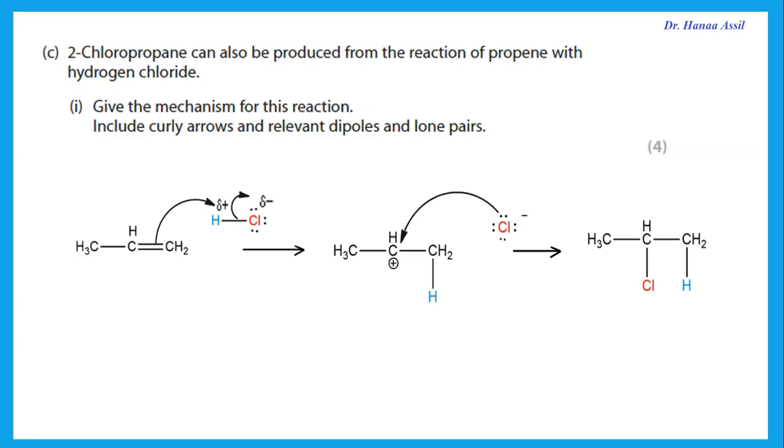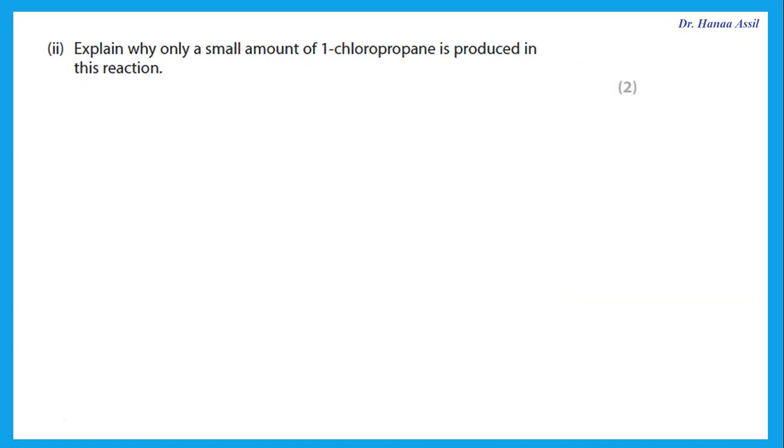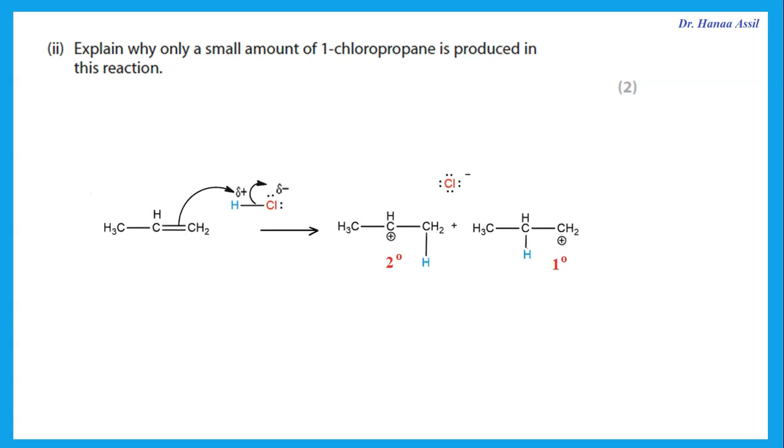This is electrophilic addition. Explain why only a small amount of 1-chloropropane is produced in this reaction. Remember, when we have this kind of reaction, we have two choices. Either when the double bond attacks, the hydrogen will be placed on the carbon on the end, in which case I have the carbocation in the middle, or I put the hydrogen in the middle, and in that case, the carbocation is on the end.